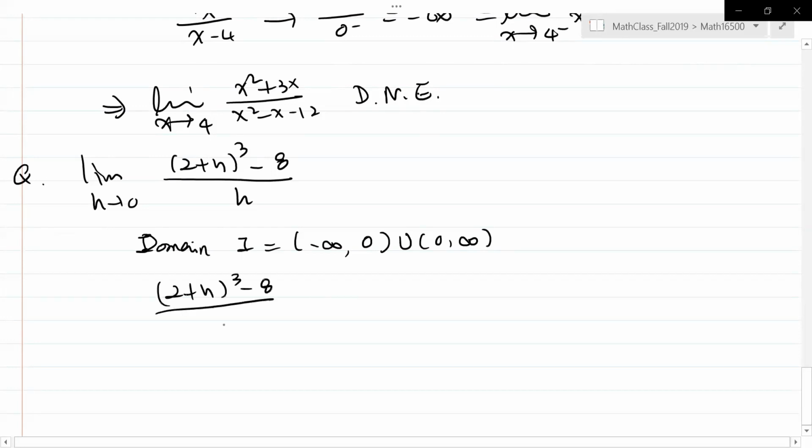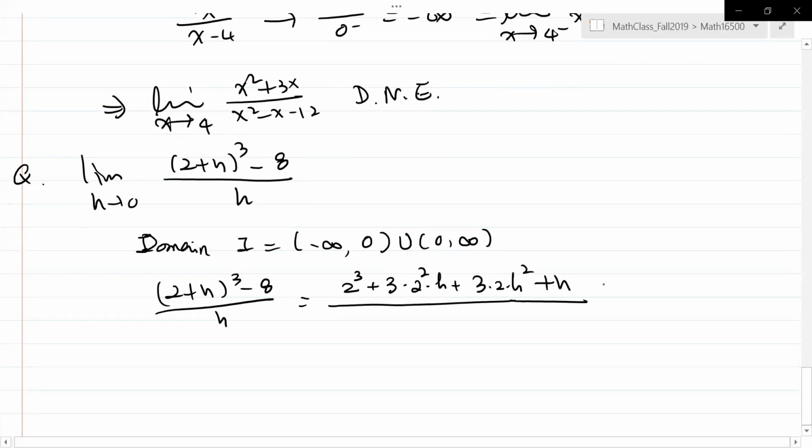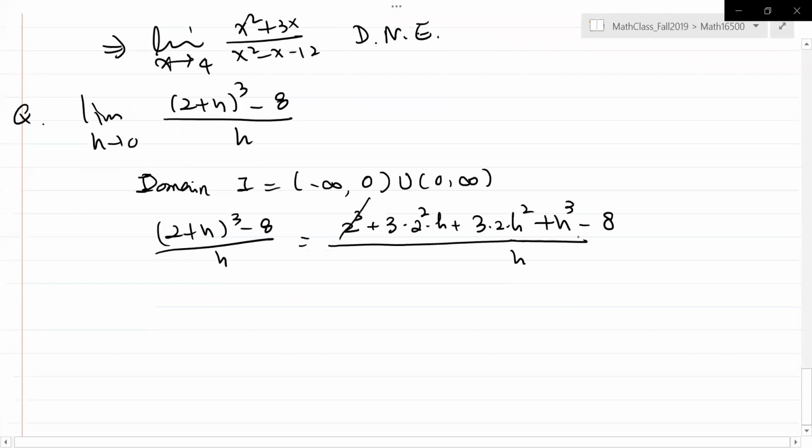Okay, so now let's look at the ratio. In order to get the factor of h in the numerator, we have to expand it. So it's 2 cubed plus 3 times 2 squared times h plus 3 times 2 times h squared plus h cubed, minus 8, divided by h. So you can simplify, right? You get rid of 8.